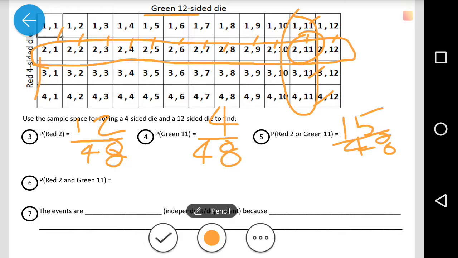Probability of a red 2 and a green 11, and in this case, not or, and means I have to have both. It's not okay to have 2 on the red die but a 1 on the green die. It's not okay to have 2 on the red die and a 12 on the green die. I have to have a 2 on the red and an 11. 4 and 11 doesn't work. It has to be 2 and 11. And there's only one possibility where that happens. So this is 1 out of 48.